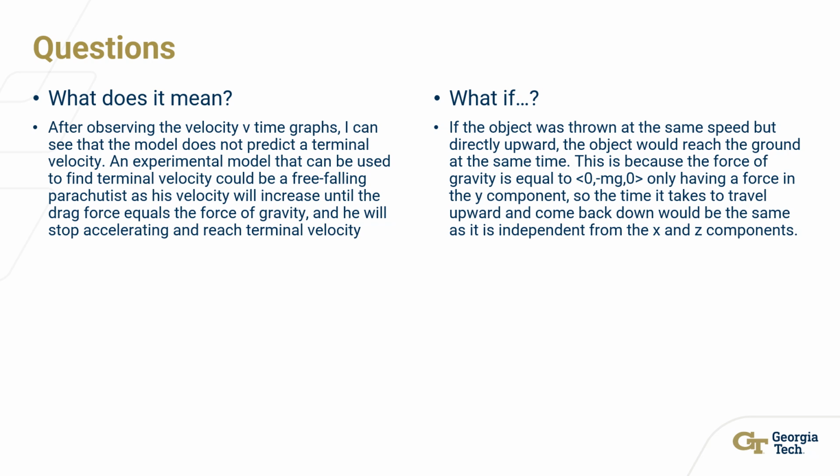And an experimental model that could be done to find terminal velocity would be a free-falling parachutist, as he would increase in speed until the drag force acting against the force of gravity will be equivalent, giving him an F net of 0. And what if the ball was thrown at the same speed but directly upward, it would fall at the same rate as the force of gravity only acts in the y direction.